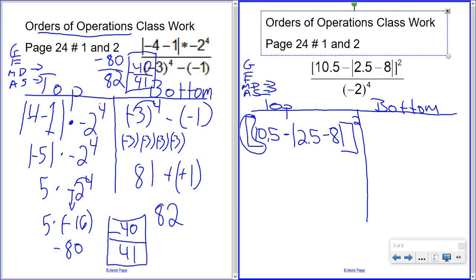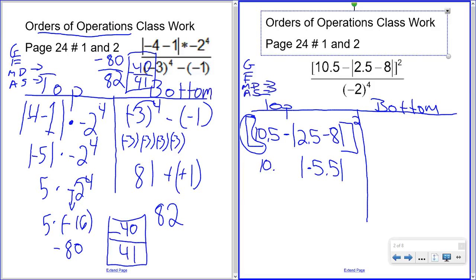Inside of the grouping, you start with GEMDAS over again. So once I get inside that grouping, I say, is there another grouping that we can look at? And there is, absolute values. Now we take care of the absolute value before anything else. So we do 2.5 minus 8, and that is 5.5. And that's going to be a negative 5.5 because the 8 was bigger than the 2.5.